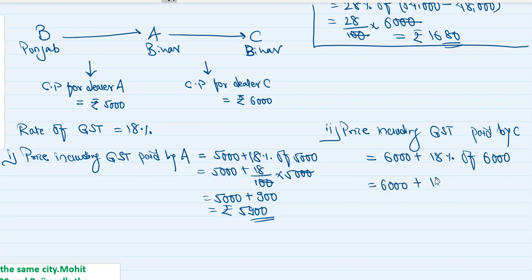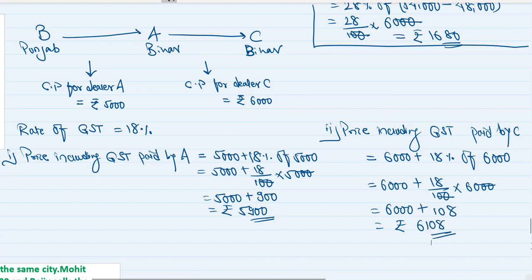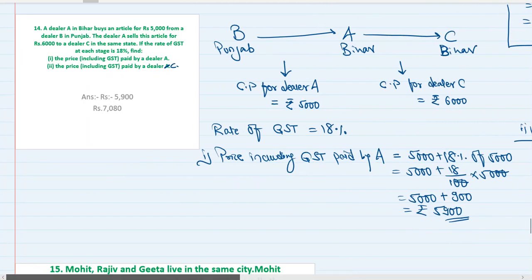6,000 plus 18 upon 100 multiplied by 6,000. 0, 0 will cut. 6,000 plus 18 6 is 108, because 18 5 is 90 and 90 plus 18 is 108. So this will be rupees 6108. Right, so 5900 and 6108.